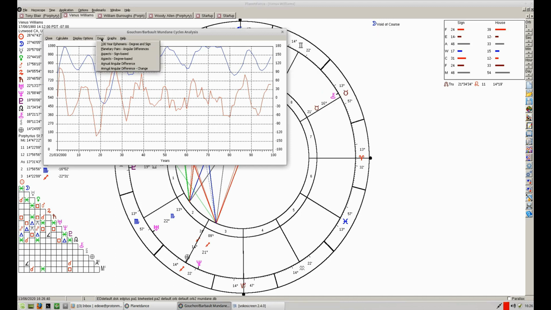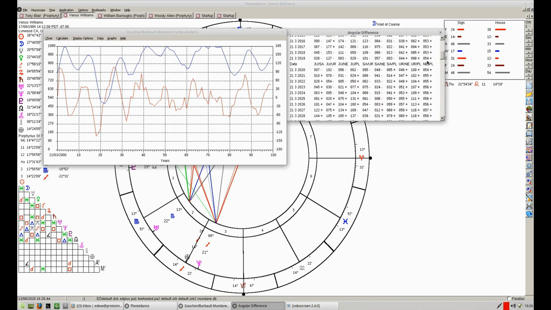There are other data tables. This is the angular difference each year, so you have the 10 planetary pairs and the angular difference between them. Minus sign means the aspect is waning, and a plus sign means the aspect is waxing or forming.